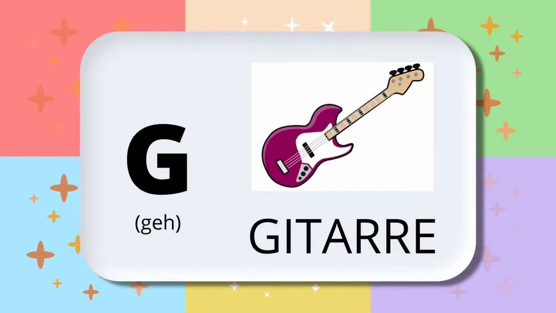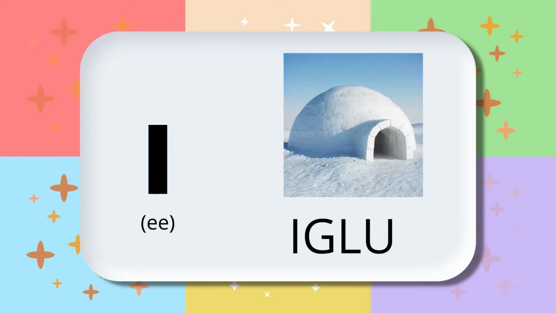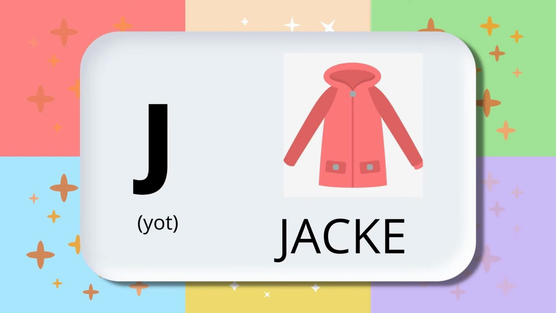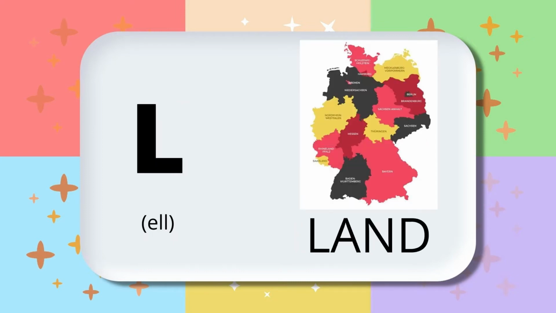G, guitar. H, Hund. I, igloo. J, Jacke. The sound of J is that of Y. K, kiwi. L, land.